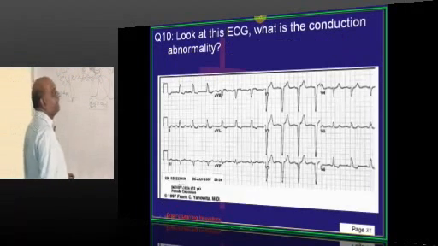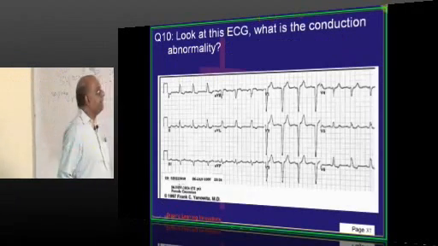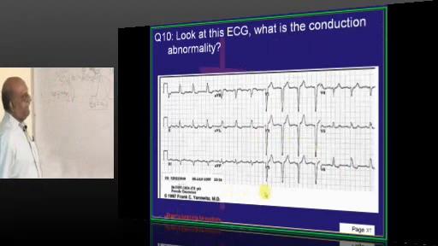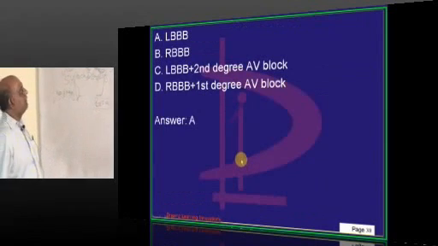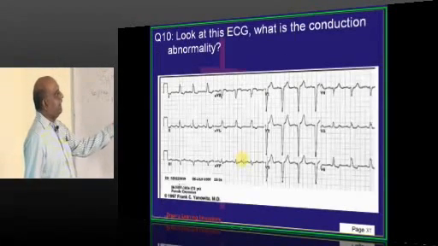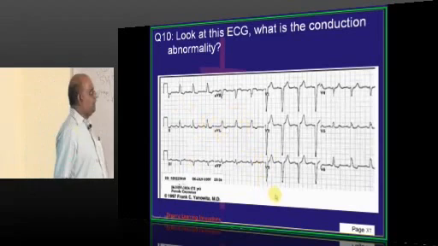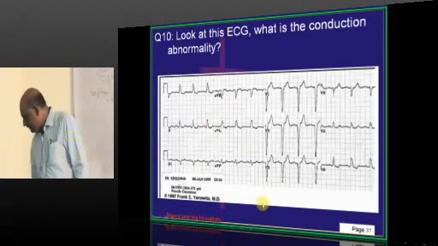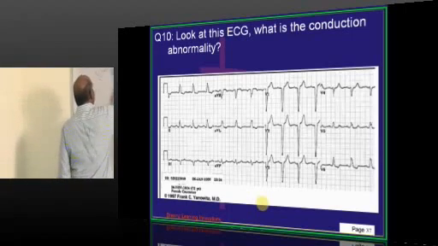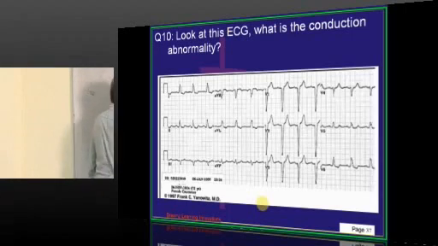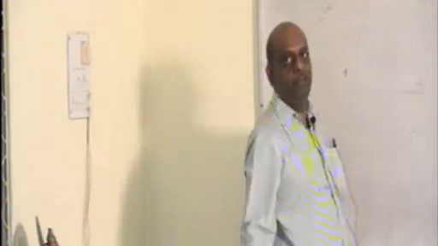Ventricular tachycardia. Now look at this ECG. What is the conduction abnormality that you are able to see? Right? So typically it is a case of left bundle branch block. Okay. Now let's talk about RBBB, LBBB. How to recognize them is a very, very important question.